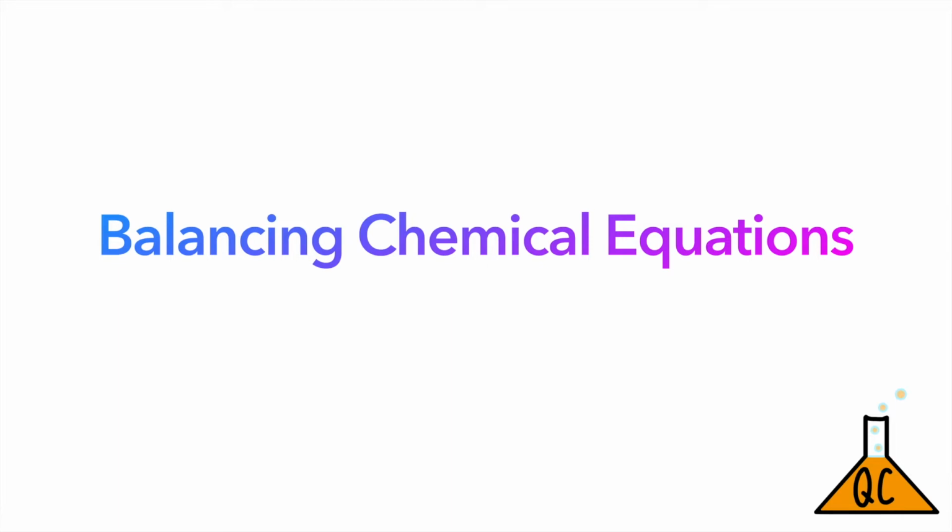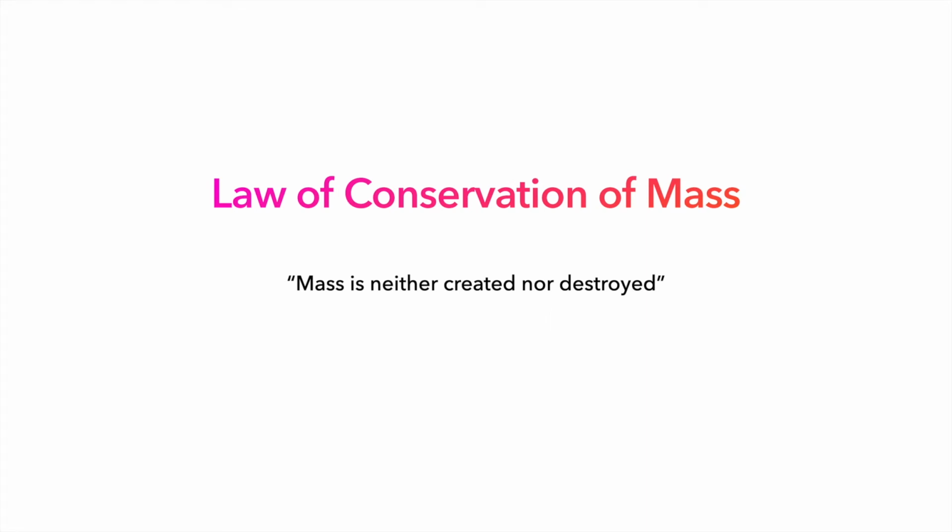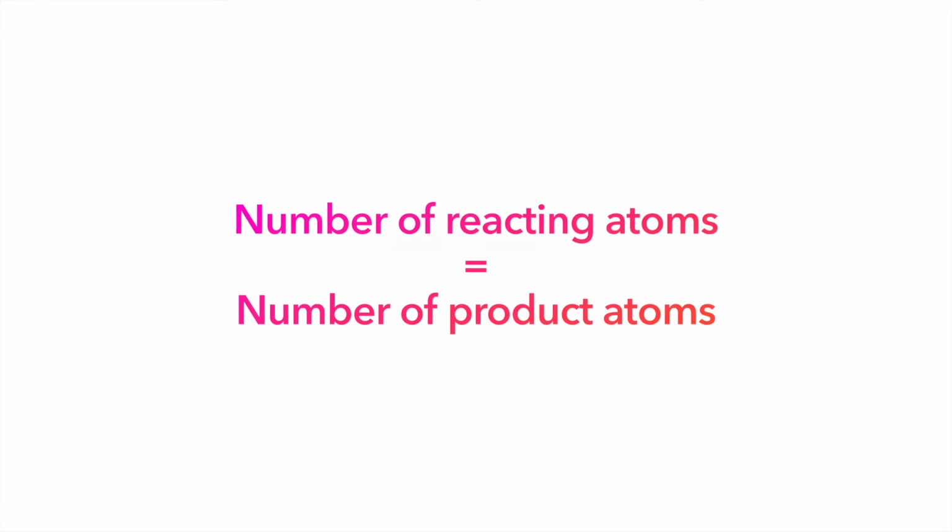If you're unfamiliar with what chemical equations are, I strongly suggest watching my Introduction to Chemical Equations video before launching into this one. So we know that in chemical equations, mass can neither be created nor destroyed. This means that when we're writing chemical equations, we must always have the same number of each kind of atom on the reagent side of the reaction as we do on the product side.